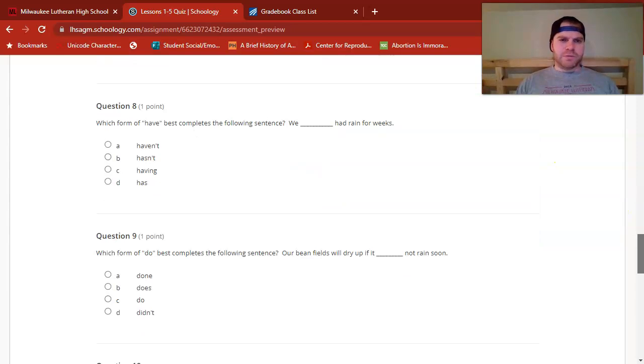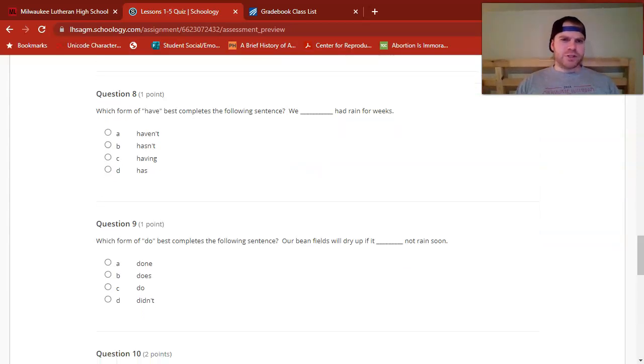And we do see some multiple choice questions from there. So for question 8, for instance, it's asking for a form of have. Which form of have completes the following sentence? Choose the correct one there. We haven't had rain for weeks. We hasn't had rain for weeks. We having had rain for weeks. We has had rain for weeks. Choose the correct one for that sentence.